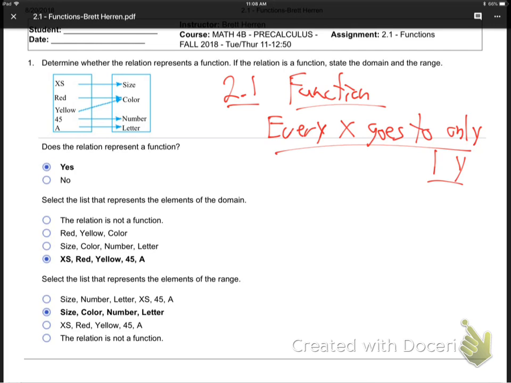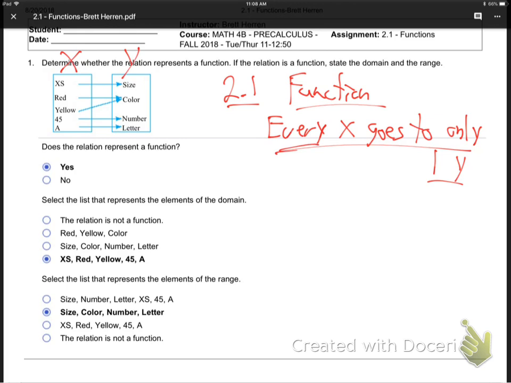So they're giving me a picture up there, and they're asking me, here's the x's, here's the y's, and is this thing a function? Does it fit that rule, or does it not fit that rule? Does every x go to only one y or not? No, because two go to one. Well, it's kind of tricky, huh? Yeah, this one's actually okay.